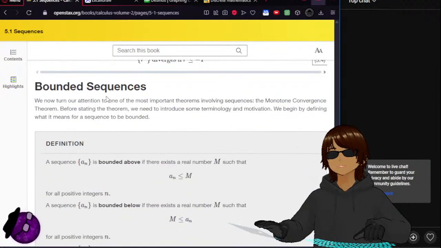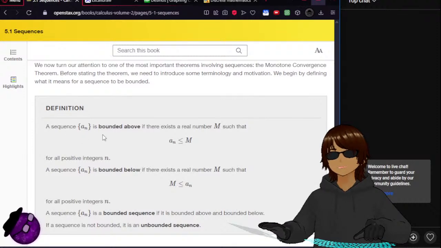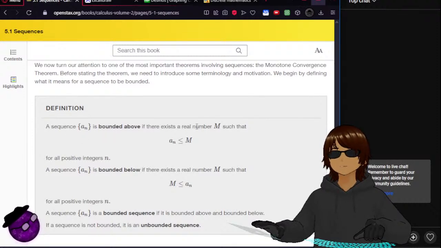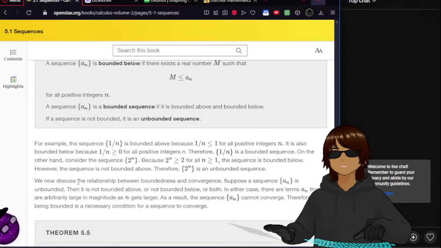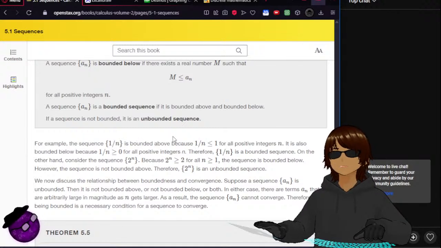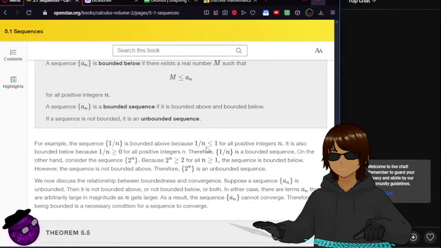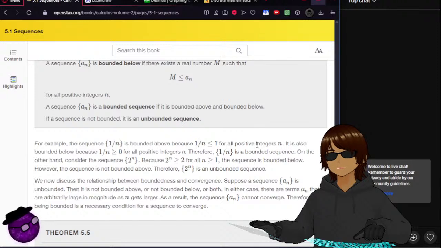Squeeze theorem for bounded sequences. A sequence a_n is bounded above if there exists a real number M such that a_n is always less than or equal to M. It is bounded below if there is a lower bound m. For example, the sequence 1 over n is bounded above because 1 over n is less than or equal to 1 for all positive integers n. It is also bounded below because 1 over n is greater than or equal to 0 for all positive integers n.